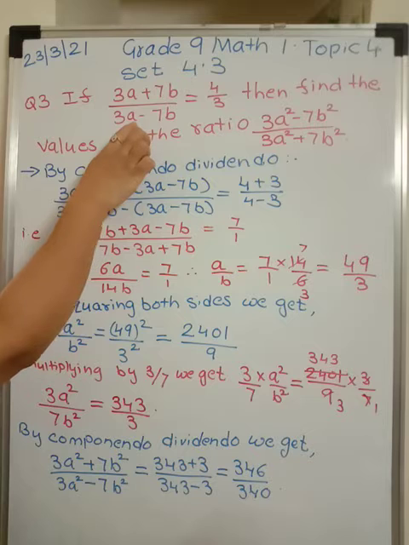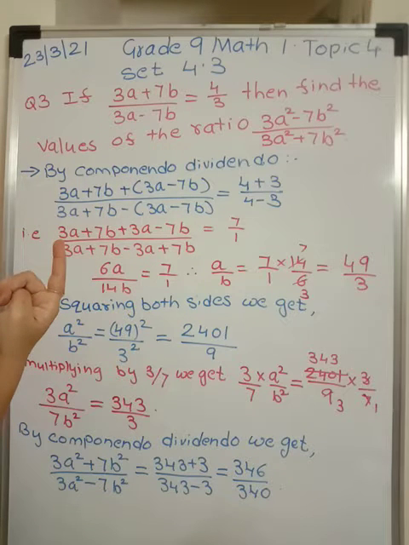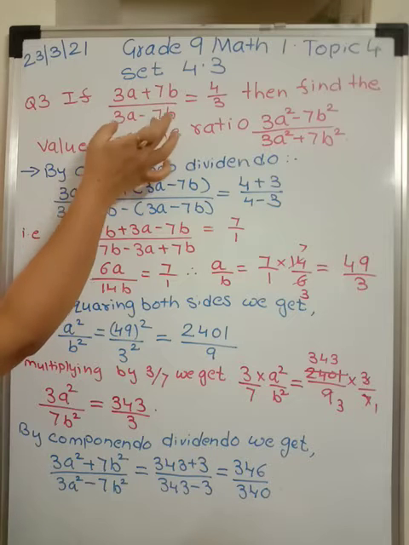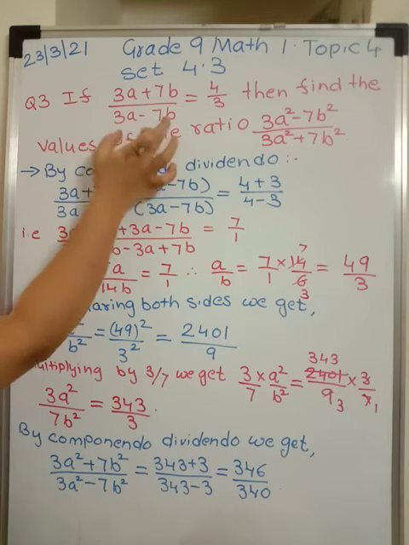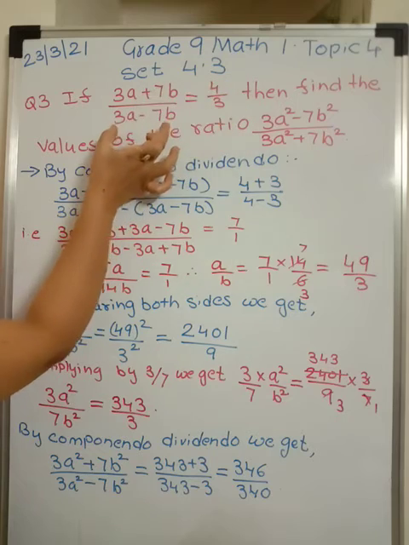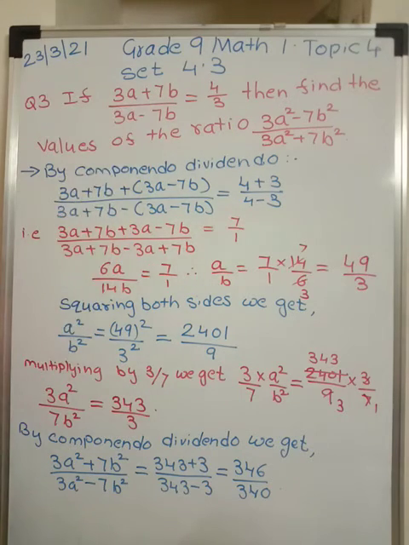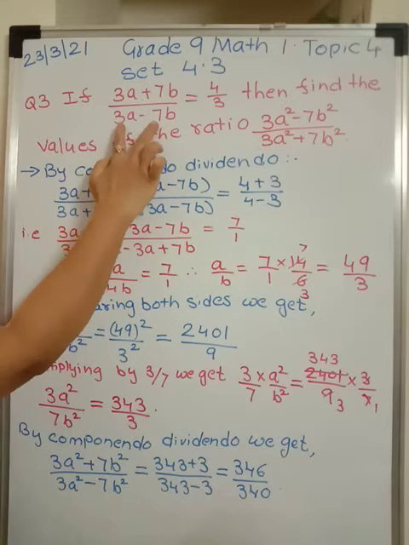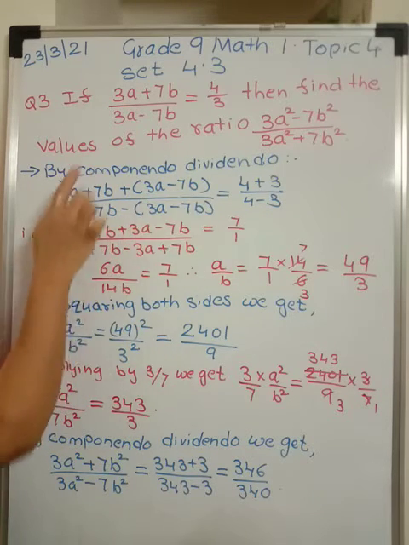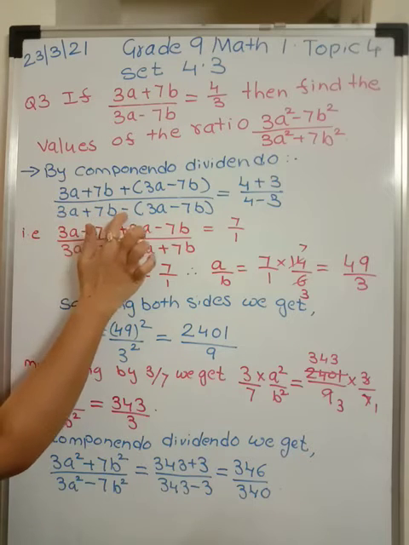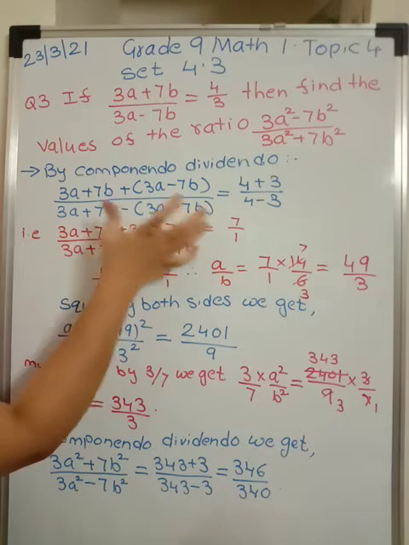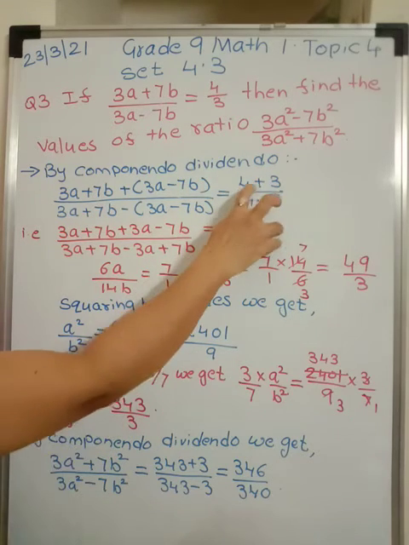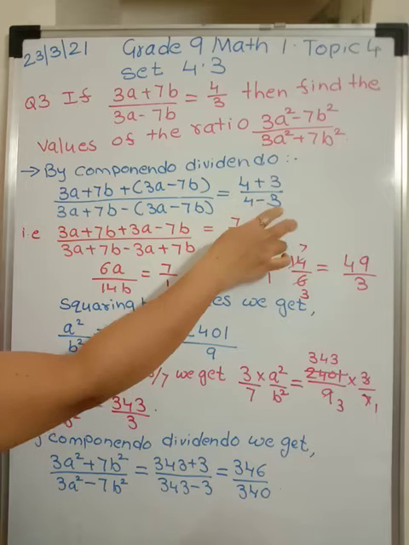We have seen this in question number 2, first problem, isn't it? Similarly, we are going to deal with this using componendo dividendo. That means this is the numerator, this is the denominator. The numerator should be added first and the denominator should be subtracted from the numerator. So by componendo dividendo, we have (3a plus 7b) plus (3a minus 7b) upon (3a plus 7b) minus (3a minus 7b). The same operation should be done on the right hand side also. So 4 plus 3 and 4 minus 3.